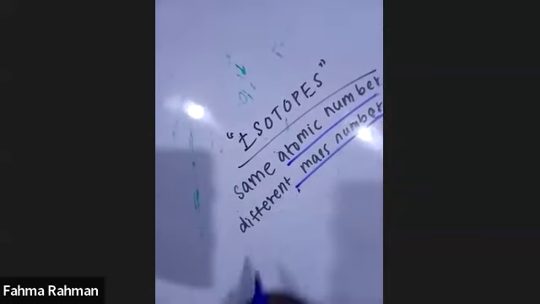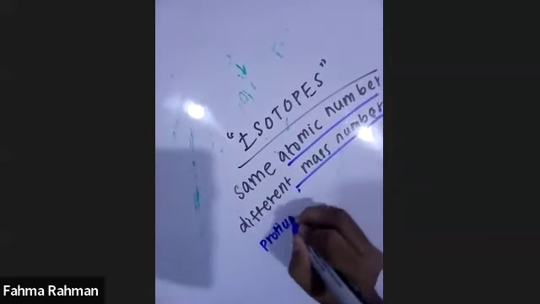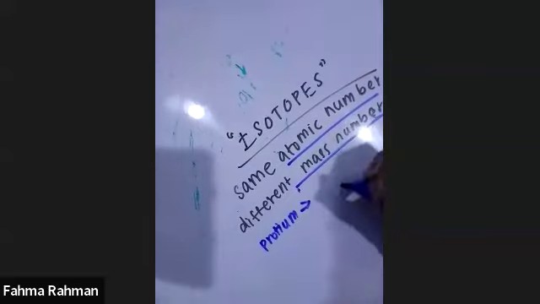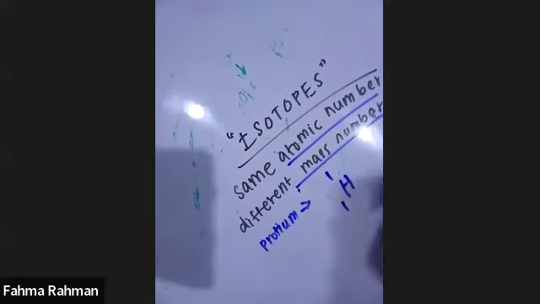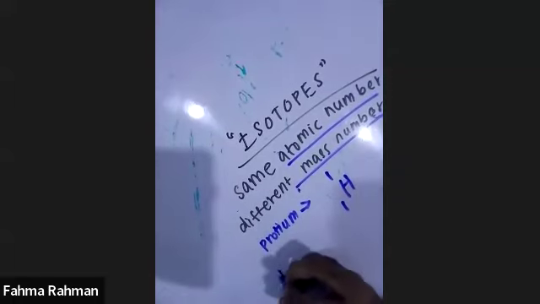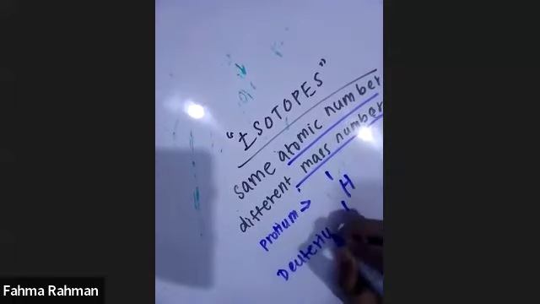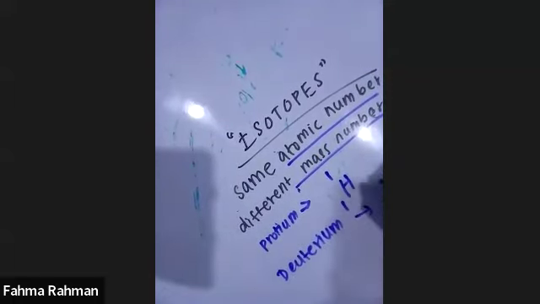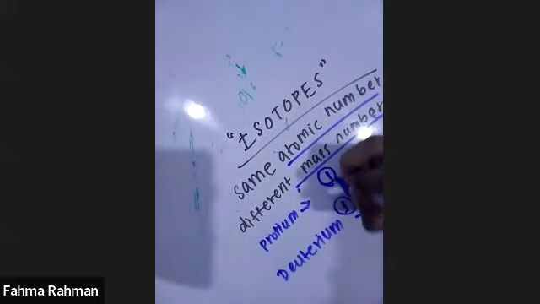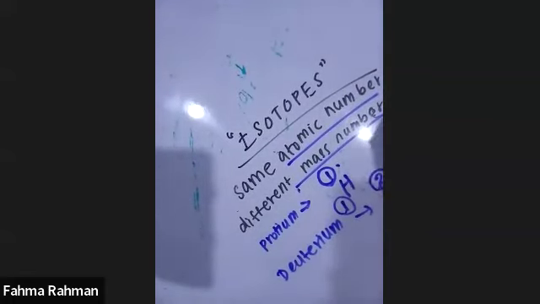If you take protium, this is the standard representation of protium: hydrogen, mass number 1, atomic number 1. But if you take deuterium, it is hydrogen with mass number 2, atomic number 1. Protium has mass number 1, atomic number 1. Here there are 0 neutrons, but here you have 1 neutron.